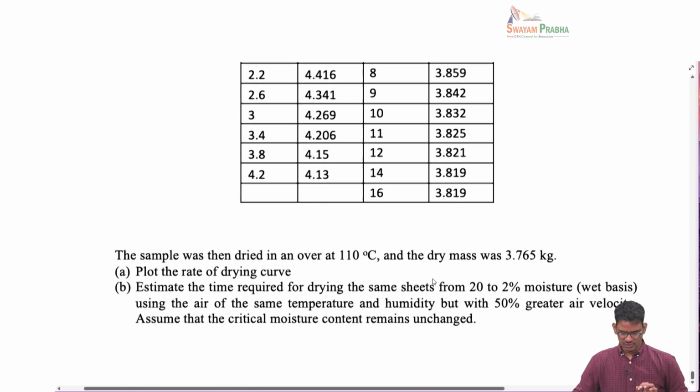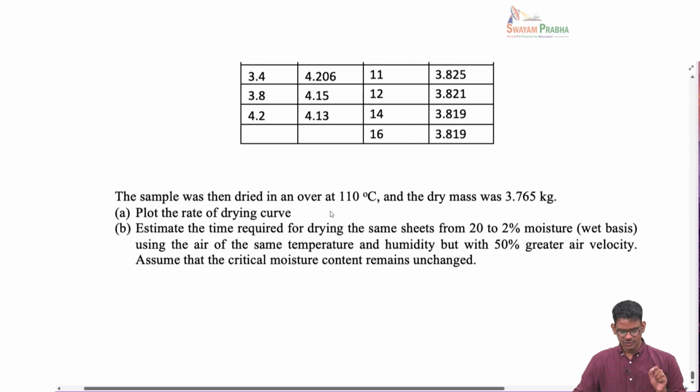The sample was then dried in an oven at 110 degrees Celsius, and we do this because we want to find the dry mass. This comes out to be something like 3.765 kilogram. Now, plot the rate of drying curve, n versus x, that we need to draw. The second is to estimate the time required for drying the same sheets from 20 to 2% moisture wet basis, using air of the same temperature and humidity, but with 50% greater velocity. Assume that the critical moisture content remains unchanged between the two conditions.